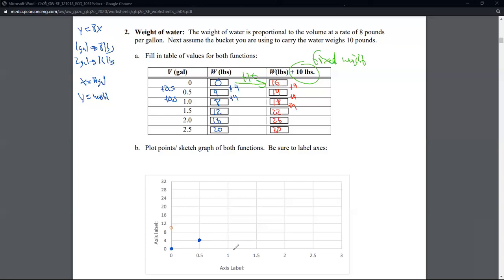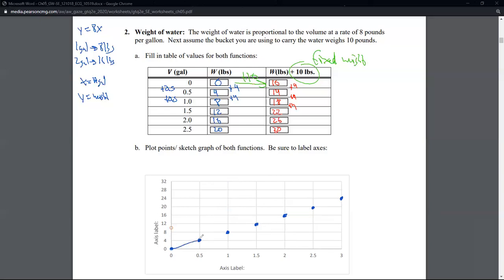1 gallon of water weighs 8 pounds. 1.5 gallons of water weighed 12 pounds. 2 gallons of water weighed 16 pounds. 2.5 gallons of water weighed 20 pounds. 3 gallons of water weighed 24 pounds. And this is what I mean by they're nice. All of those are on the little corners of these grids that you see, but only for the blue. It's only for the part that's proportional, not including the bucket. And then all you do is just connect and extend.